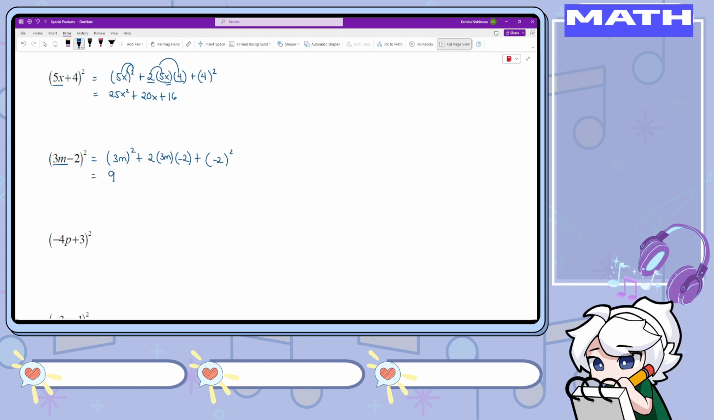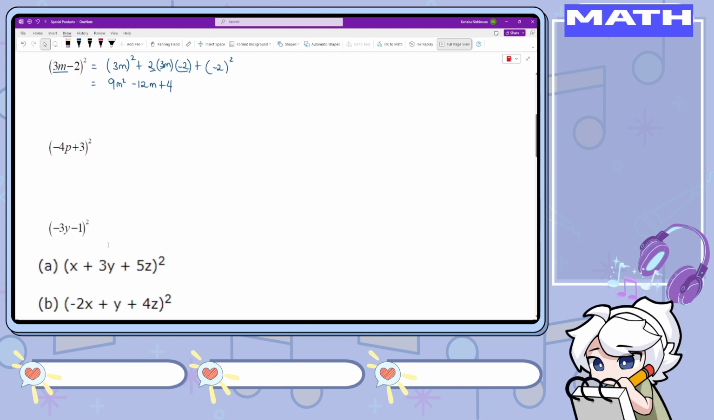3 squared is 9. m squared is m squared. But let me not put plus yet. What is 2 times 3? 6. But times negative 2 is going to be negative 12. And then we retain the variable m, and then we square the last term, but negative 2 squared is going to be positive 4. It's still easy, right? You can pause this video if you want to work on this on your own. Once you do so, let's check if your answer is correct.